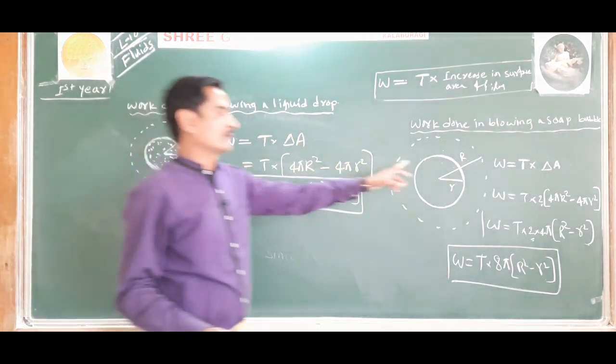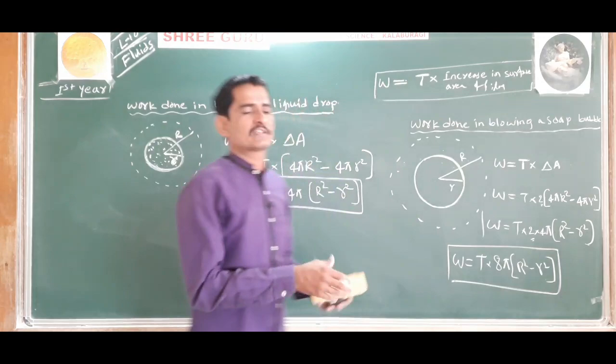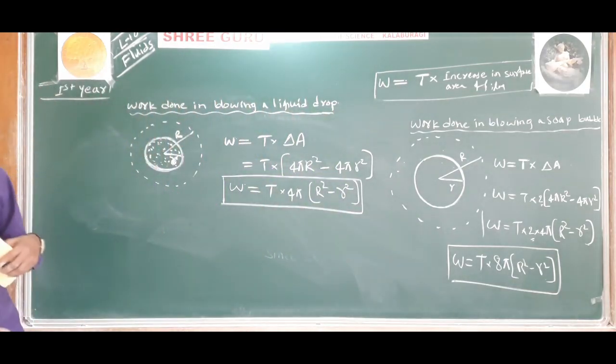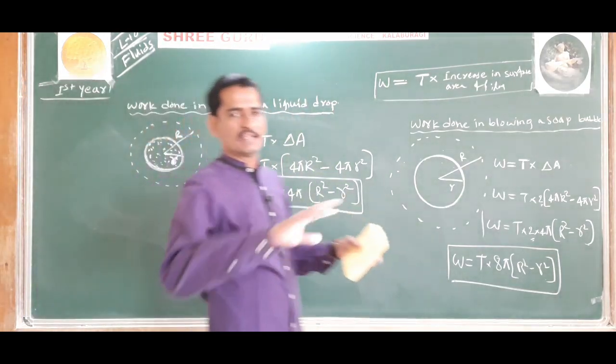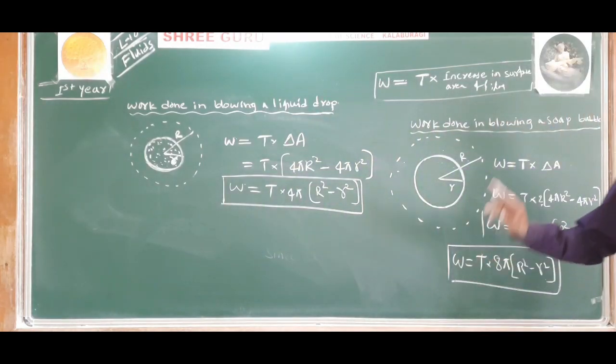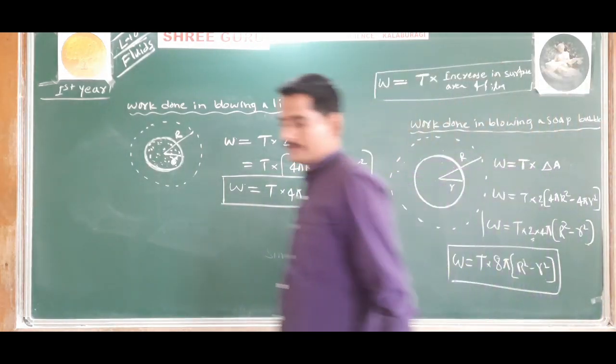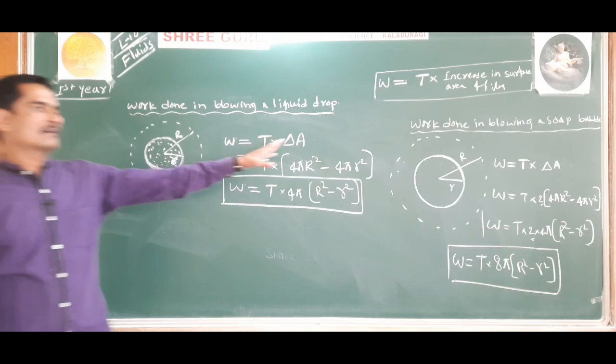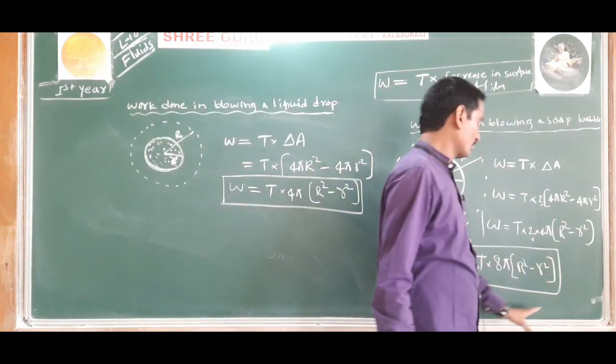But here, in the case of a soap bubble, it is two surfaces. Like just now we did for the rectangular frame PQRS, it has two surfaces, so therefore we multiplied by 2L. So this is the work done in blowing a soap bubble.